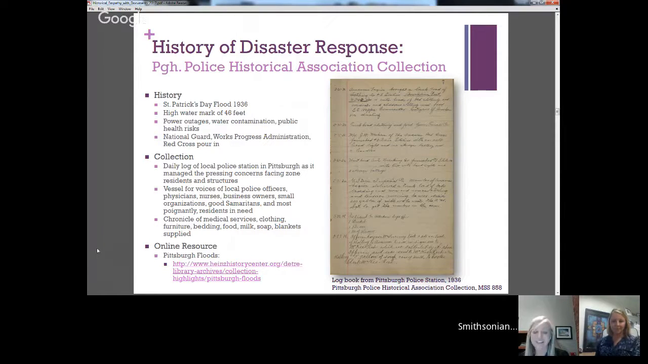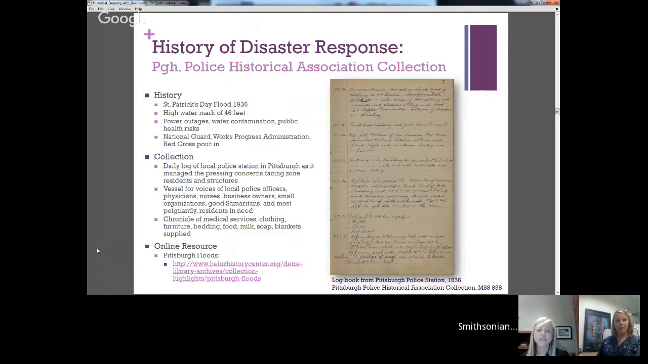It was around St. Patrick's Day in 1936, and there are a number of source materials within the library and archives that reflect this incredible natural disaster that really adversely impacted thousands of Pittsburghers in the 1930s. What I'll be highlighting today, as you can see to the right, is a single log book within this Pittsburgh Police collection, that of a single station.